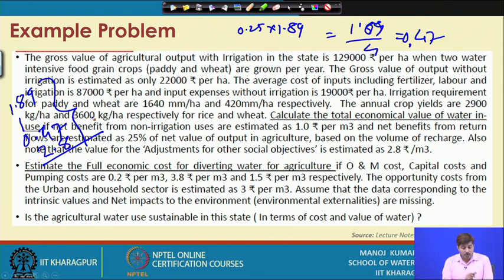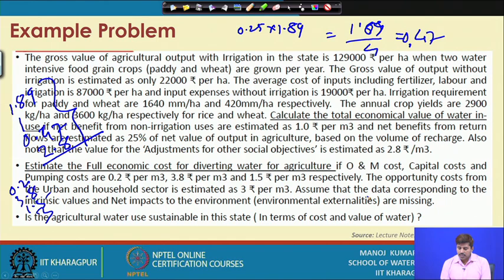Now, for the full economic cost of diverting water to agriculture, the O&M cost, capital cost and pumping cost are 0.2, 3.8 and 1.5. So there are 3 types of cost: O&M cost which is 0.2, capital cost which is 3.8 and pumping cost which is 1.5. So these are the 3 costs. Assume that the opportunity cost is also given: the opportunity cost for the urban and household sector of that water is 3 rupees per meter cube. So this becomes your opportunity cost.